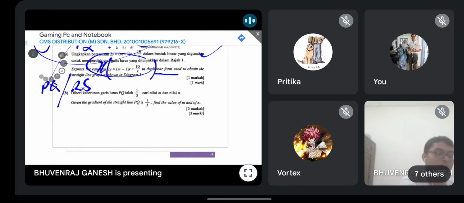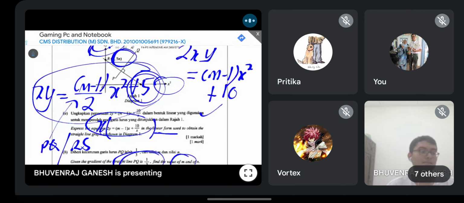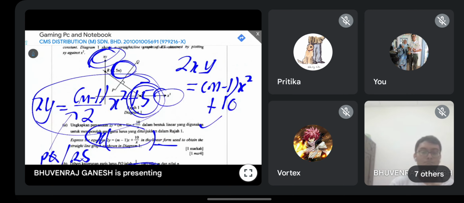But now you have to find the m. So how to find the m? Use the info on the gradient. So guys, PQ and RS, what is the relationship based on the diagram? Apa hubungan antara PQ and RS?